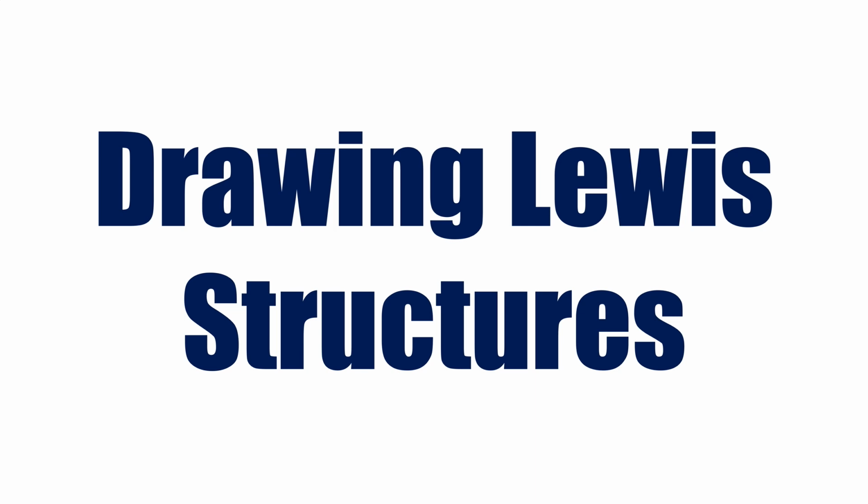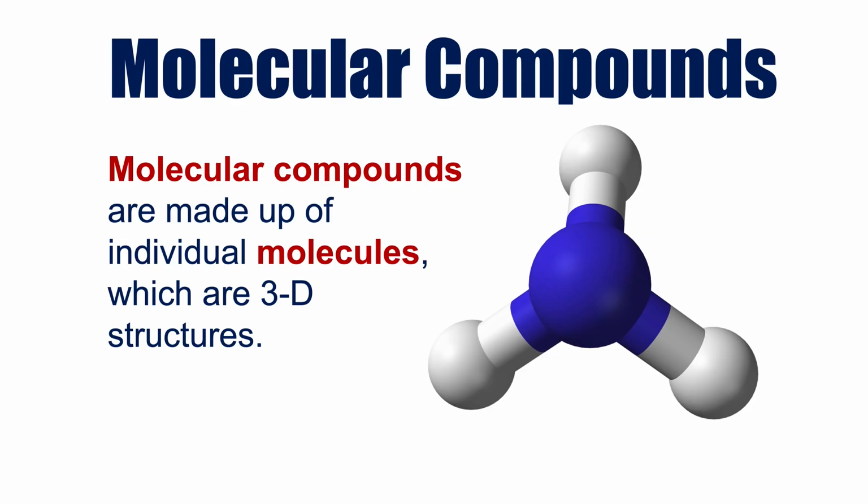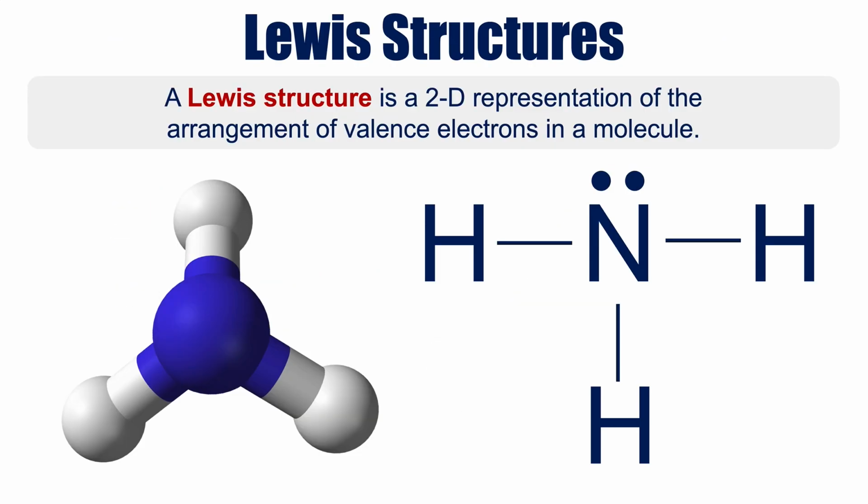What we're going to look at is how to draw what are called Lewis structures. Molecular compounds are made up of individual molecules that have a certain three-dimensional geometric structure. A Lewis structure is a two-dimensional representation of the molecule. We'll use these two-dimensional representations to figure out the three-dimensional structure the molecule takes, and we'll also use them to classify the polarity of molecules as well.